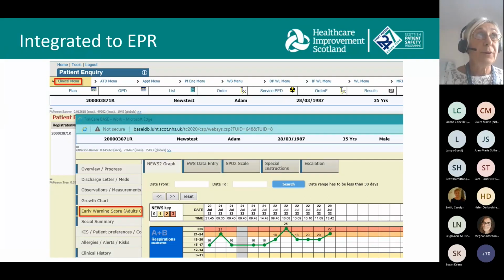There are a number of off-the-shelf options around electronic patient track and trigger systems, but we were very keen to explore whether it was possible to integrate the electronic observation system that we were going to use within our own electronic patient records, such that it was accessible within the EPR for every patient, which would actually make a lot of the hardware and access options easier for staff. And next slide, please.